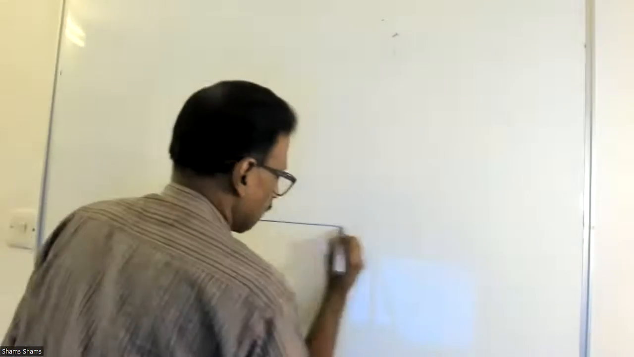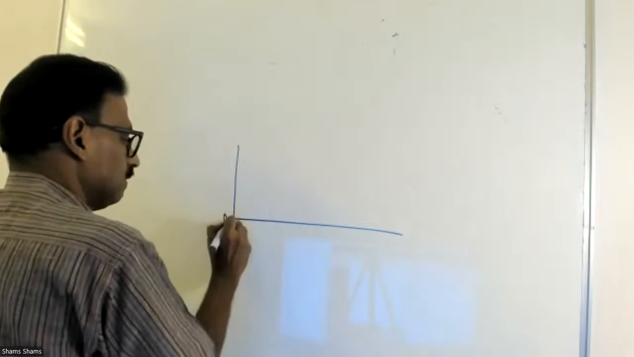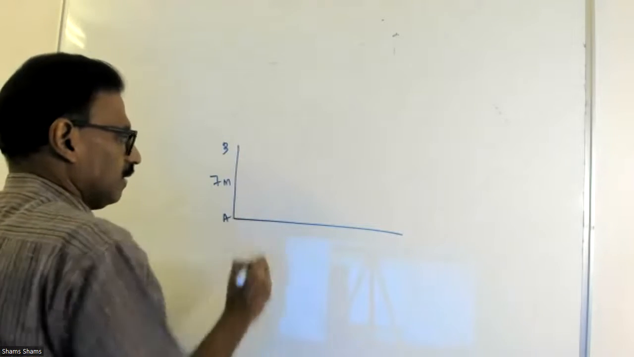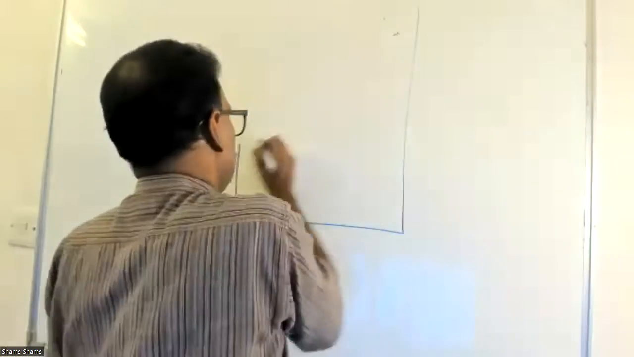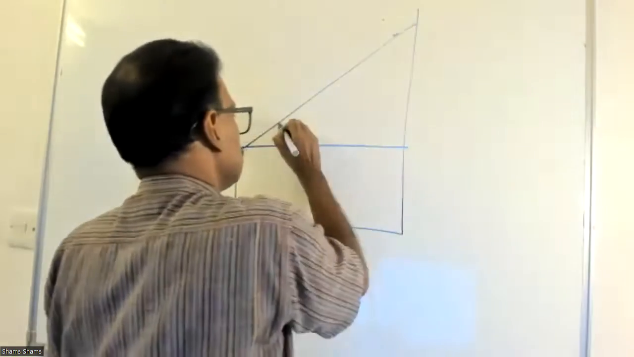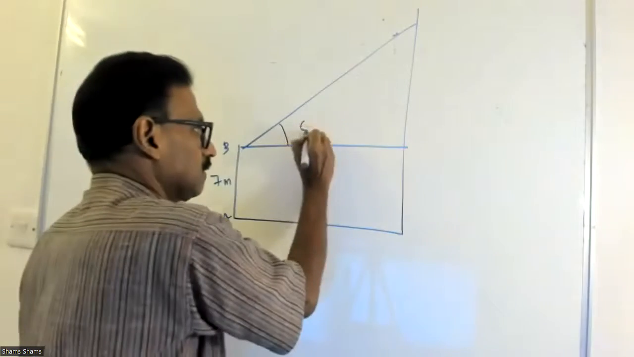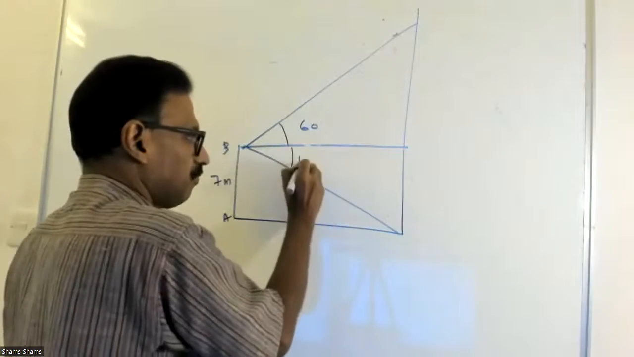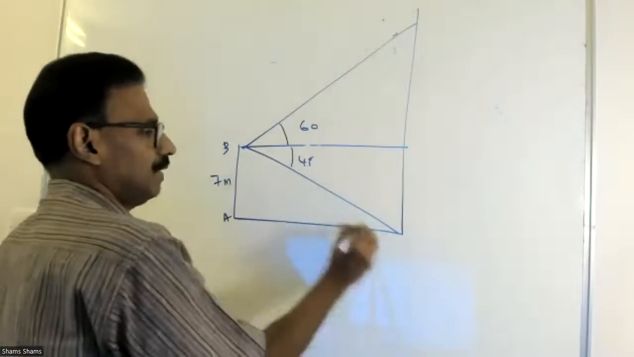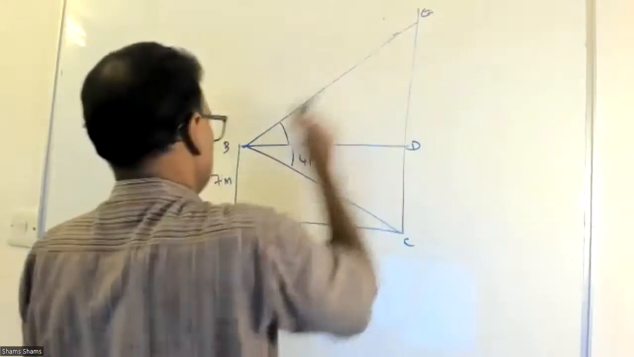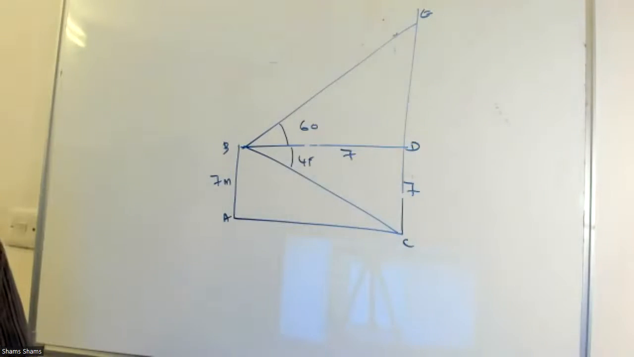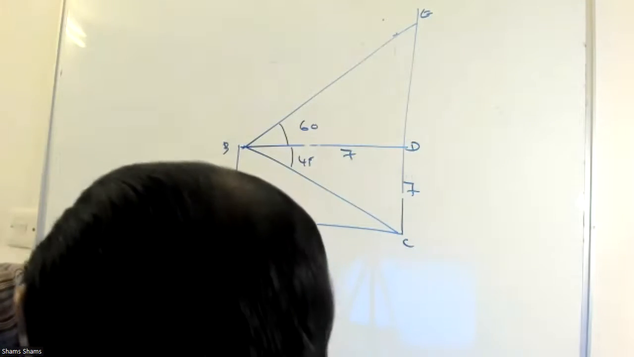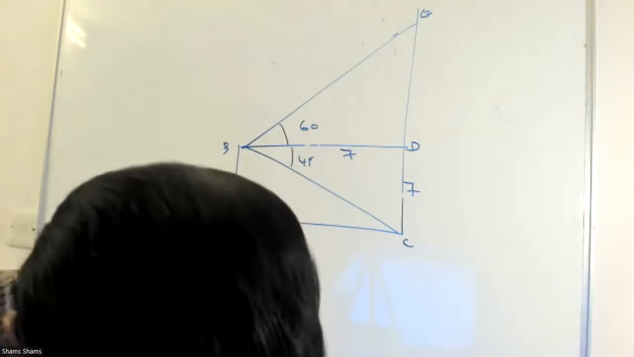See, from the top of a 7 meter high building, look, AB, 7 meter. Then you are looking at the top of the tower. This one, angle of elevation is 60. Then look down, that is 45. Okay, A, B, C, D, E. This is 7, this is also 7. Since it is 45 degrees, 7 here, we can find out. Now clear or not? Yes, sir. Okay, then work out this one. Okay, finish this one, then I'll tell you.